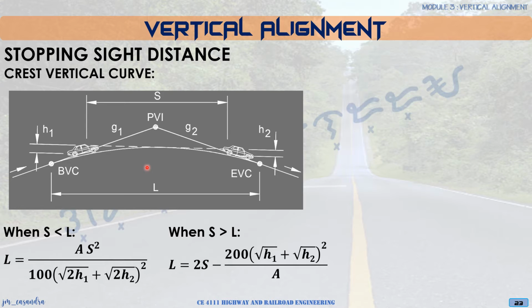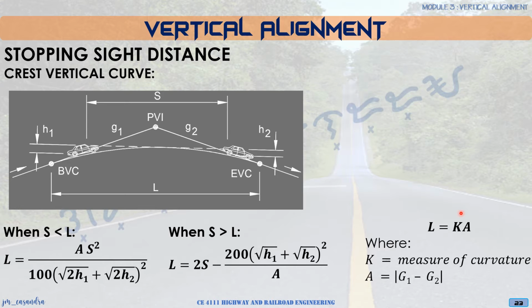So L now is equal to 2S minus 200 times the quantity square root of h1 plus square root of h2, squared, divided by A. Okay? So another equation for the length of the curve, aside from our parabolic equation, is the product of your k value and A, wherein k is simply a measure of curvature of the vertical curve, which is in terms of meters. And as we have already introduced, A is simply the absolute difference between the grades G1 and G2.